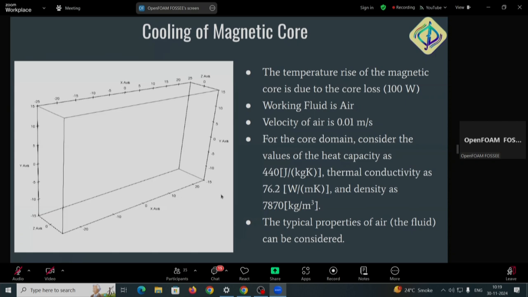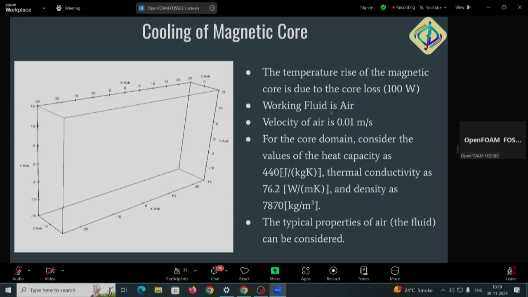Okay, so the geometry that we are going to look at today: we thought, let us simulate one practical case. We were thinking of simulating the temperature rise in a magnetic core. The magnetic core of a transformer gets heated during operation, and that heat needs to be dissipated to the environment for safe working. Otherwise, that core will melt.